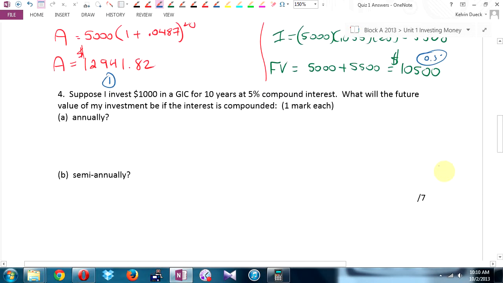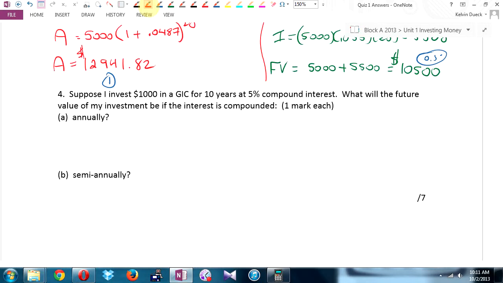Number 4, suppose I invested $1,000 in a GIC. Does anybody remember what a GIC stood for? Guaranteed investment certificate. This is you can't lose your money. If you can't lose your money, is that any kind of a risk? No. You'll have a low rate of return. For those of you that start investing, the higher your risk, the higher your rate of return, but also the higher likelihood you might get nothing or lose money. Here, you're guaranteed not to lose money.